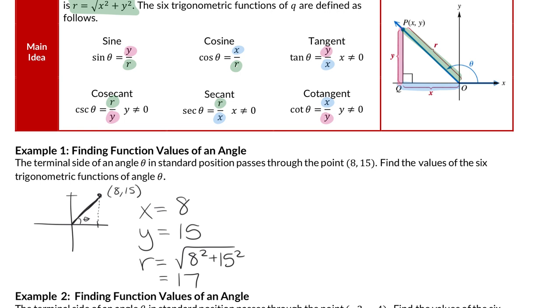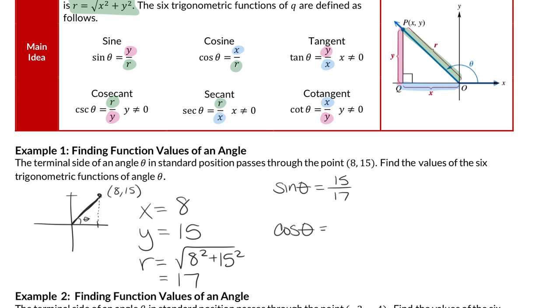Nice and easy. Otherwise, you do simplified radical form, then reduce your fractions. To find the 6 trig functions, we just plug the x and the y and the r in where they should be. So if we're doing this, sine of theta should be y over r. I've got one of them, 15 over 17.